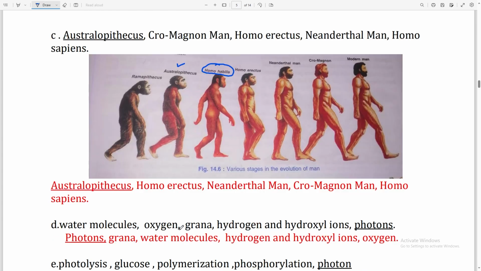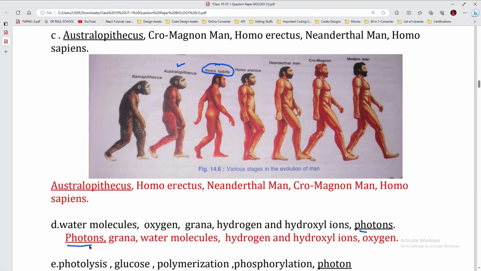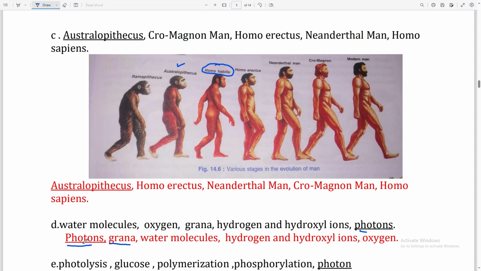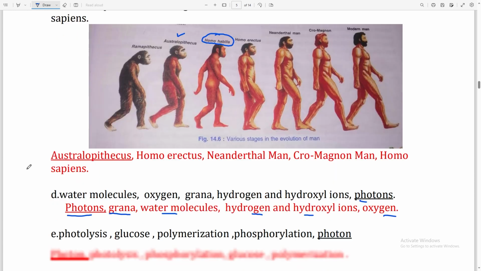Next, water molecules, oxygen, grana, hydrogen and hydroxyl ions, photons. The sequence begins with photons because it is underlined. Photons means the light energy which falls on the grana. Grana is the part of the chloroplast, which initiates the splitting of the water molecules. So hydrogen and hydroxyl ions are produced and oxygen is liberated. All these reactions occur in the light reactions of photosynthesis.